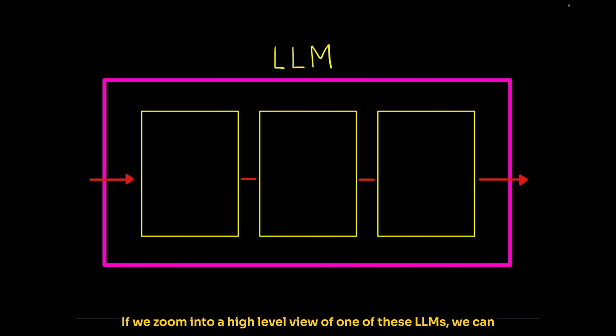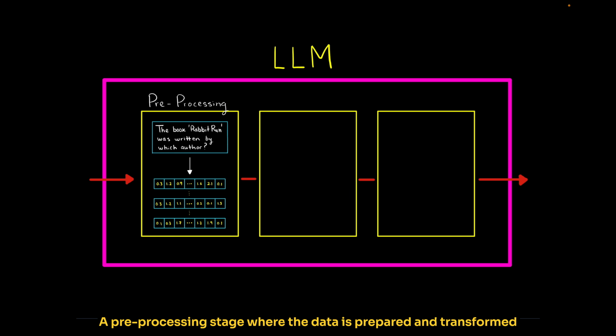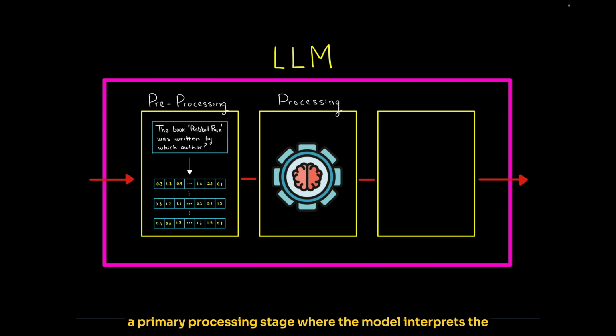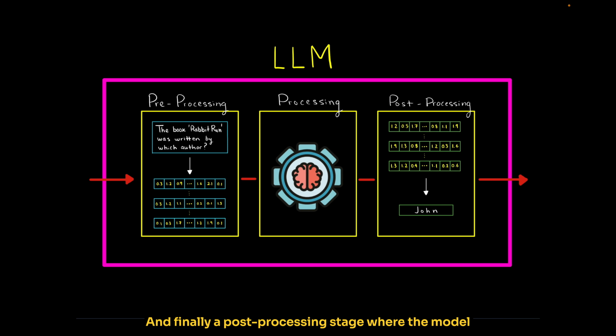If we zoom into a high-level view of one of these LLMs, we can see that things are really broken up into three components. A pre-processing stage where the data is prepared and transformed from text to numerical vectors that the LLM can understand. A primary processing stage where the model interprets the input and forms an internal representation of its meaning. And finally, a post-processing stage where the model prepares its output for the user back from vectors to text.